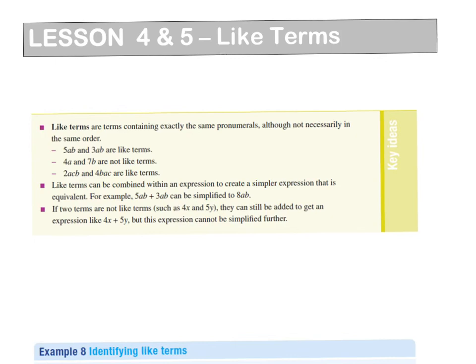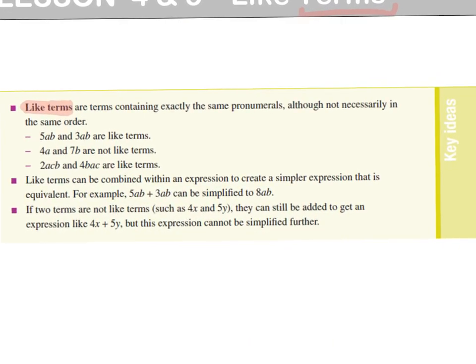Just a reminder that when we talk about a term, they're pronumerals and numbers, so the coefficient, multiplied together, and they're always separated by addition and subtraction. As soon as you get a plus sign, you're moving into a new term. Like terms are terms that contain exactly the same pronumerals. They don't have to be in the same order, but it helps if they are in the same order to identify them.